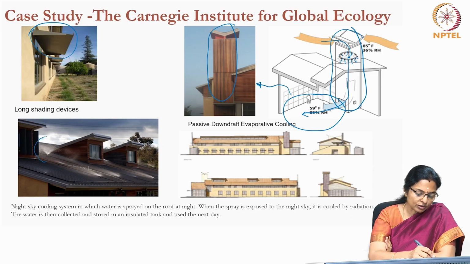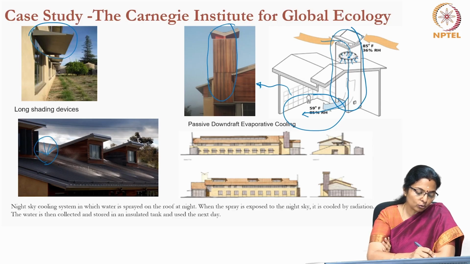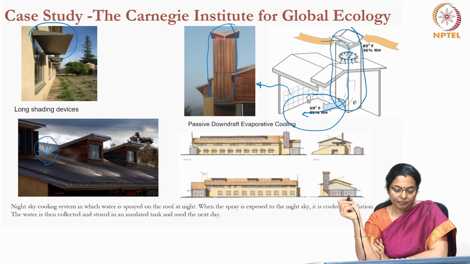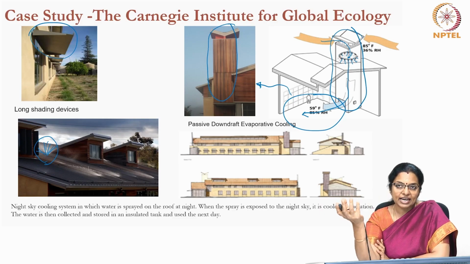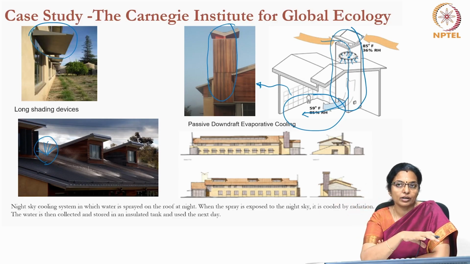Then it also uses evaporative cooling, whereby a night sky cooling system is used, in which water is sprayed on the roof at night. When the spray is exposed to the night sky, which is already cool, that cools this water and the roof's temperature gets reduced. Therefore, during the day when the outside is warm, the already cooled roof passes its chillness to the room below.